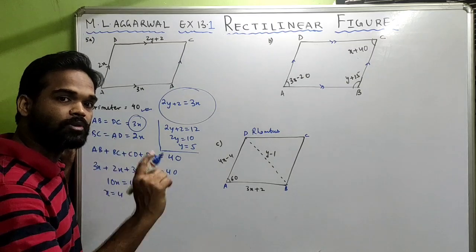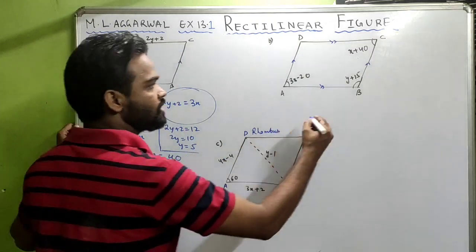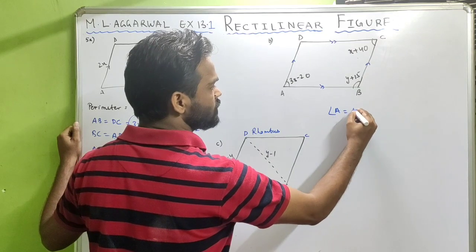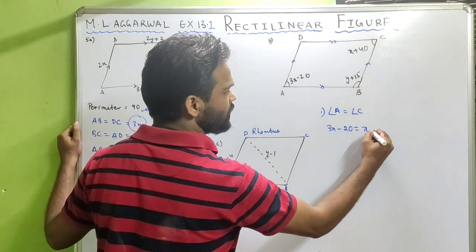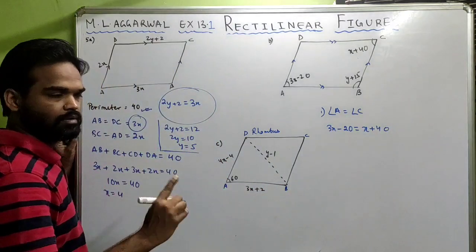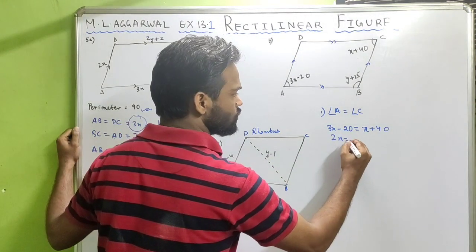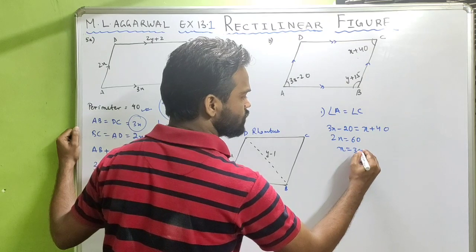We know in a parallelogram the opposite angles are equal, which means I can write angle A is equal to angle C, which means 3x minus 20 will be equal to x plus 40, which means 2x equals 60, which means x equals 30 degrees.